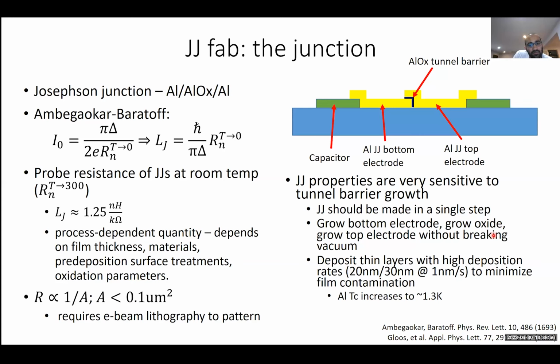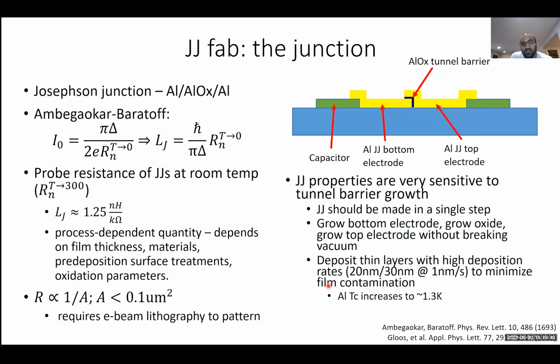The other thing is that your Josephson junction properties are going to be very sensitive to tunnel barrier growth, and whatever contamination can accumulate during the process of fabricating the junction. And so as a result, it's better that your Josephson junction should be made in a single step. What I mean by that is you want to grow your bottom electrode, then grow your oxide, then grow your top electrode all at once without breaking vacuum. And this requires a process that we call double angle evaporation, which I'll go further into in the next few slides.